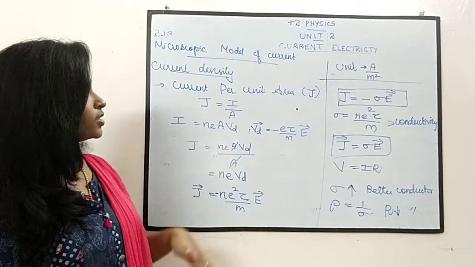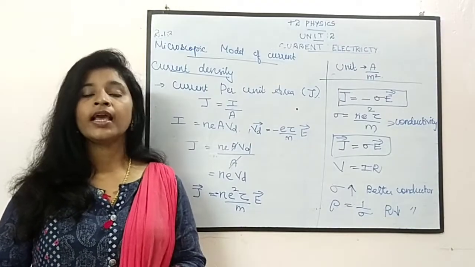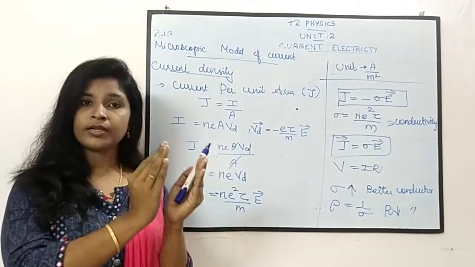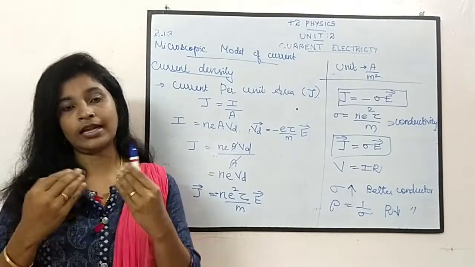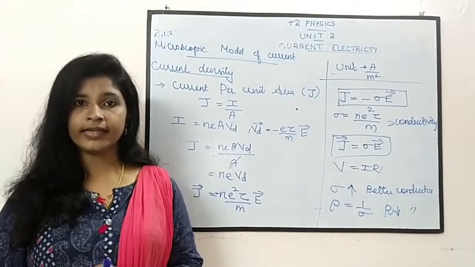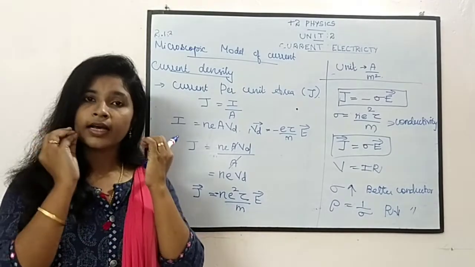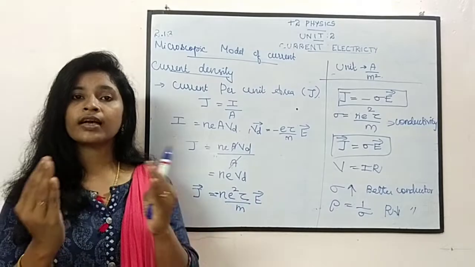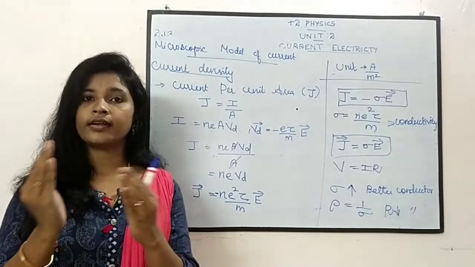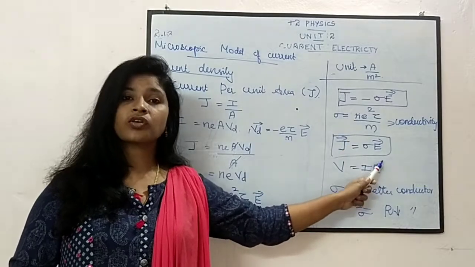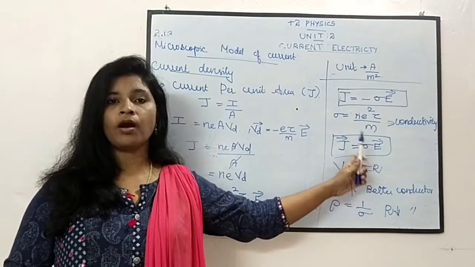Hope you can understand the microscopic model of current. First, we found the relation between current and drift velocity. The next thing we found was current density. Current density depends upon the electric field. Using the relation between current and drift velocity, we found J is equal to sigma E. This is called the microscopic form of Ohm's law.